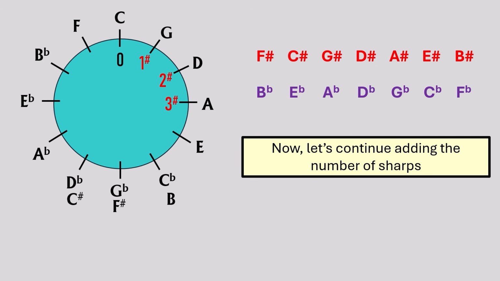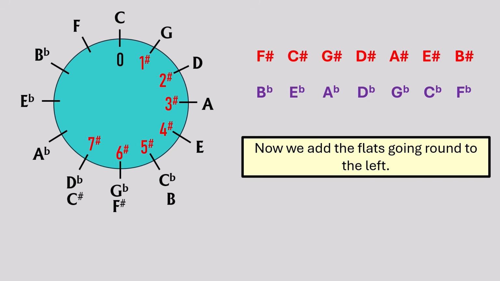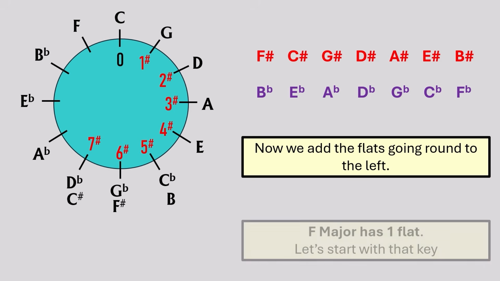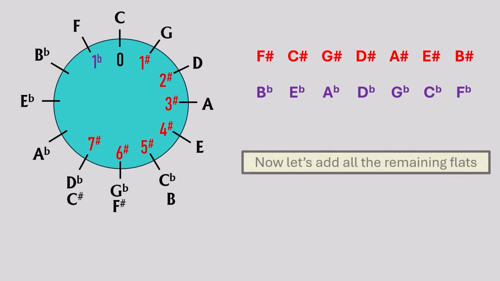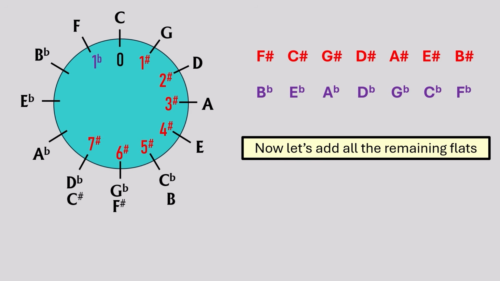Now let's continue adding the number of sharps. Now we add the flats going round to the left. F major has 1 flat. Let's start with that key. Now let's add all the remaining flats.